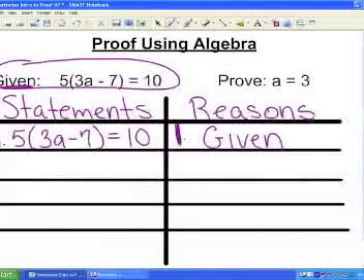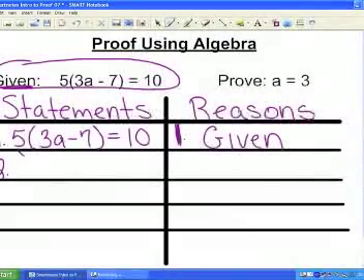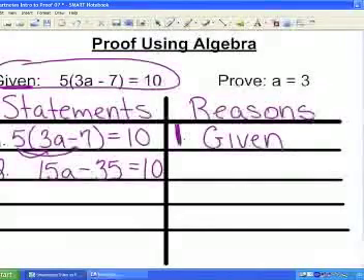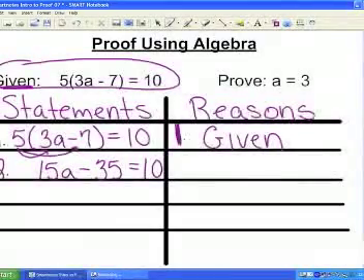When we solve this equation, the first thing you have to remember is order of operations, which says parentheses first. So we're going to knock out the parentheses. 5 times 3a is 15a. 5 times negative 7 is negative 35. And the reason, if you can think of the property from algebra, when we multiply all the terms inside parentheses by a number outside, that is use of the distributive property.